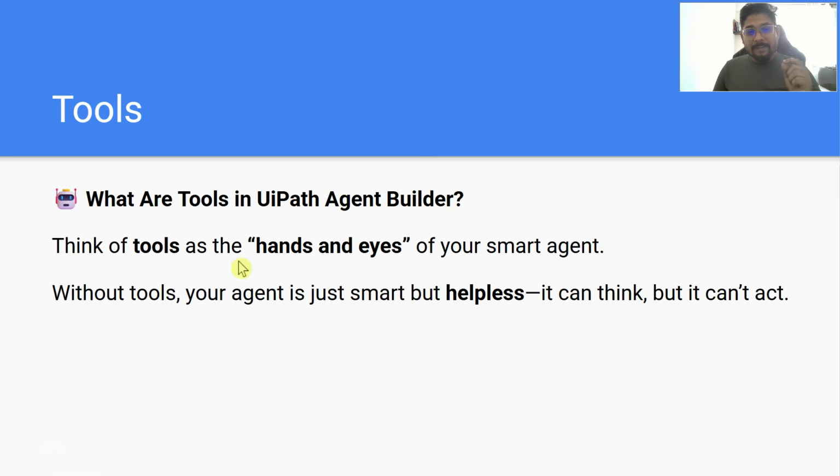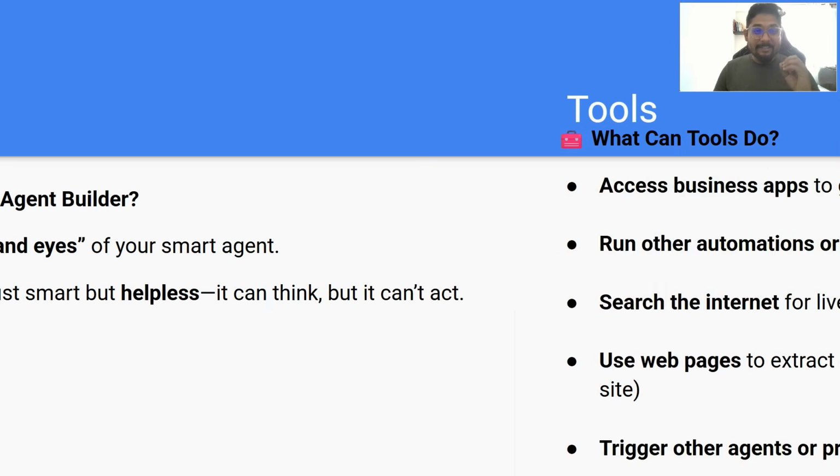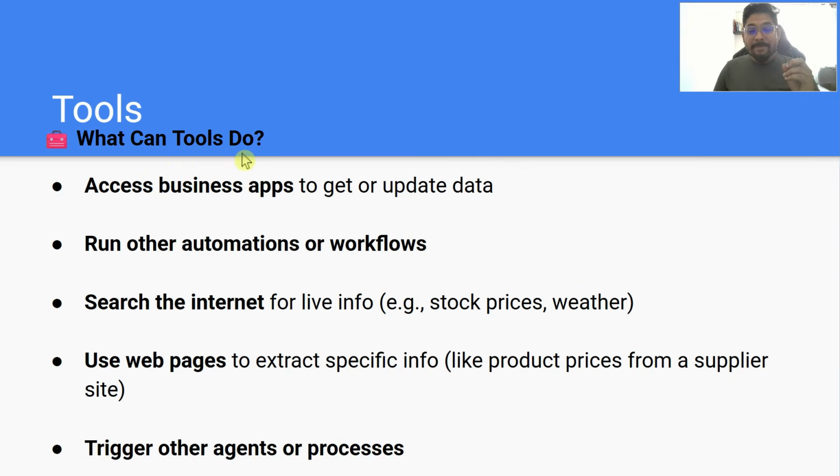Think of tools as the hands and eyes of your smart agent. You have built an agent. So tools are the hands and eyes. Meaning what? Without tools, your agent is just smart but helpless. It can think, but it cannot act. So tools give the agent an option to act. Very important word.